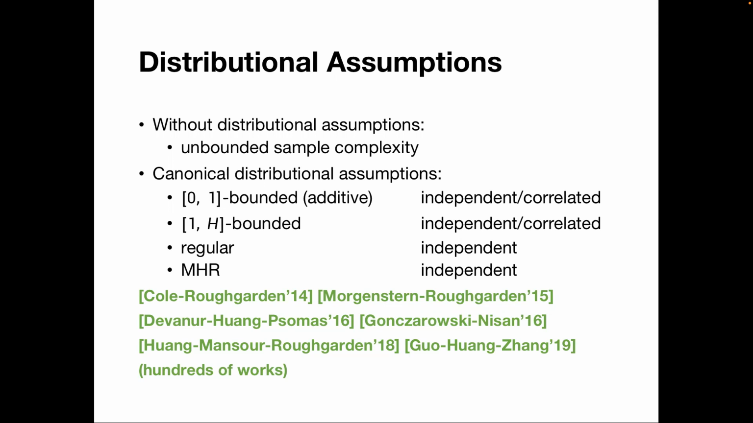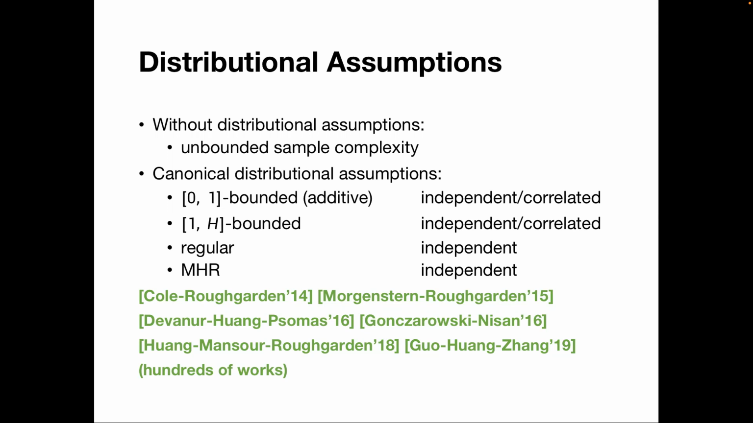First is 0-1 bounded support value distributions, and for this setting, we often consider additive error for revenue maximization. The second setting is that the value distributions are supported on an interval between 1 and a very large value H. For these two bounded support settings, we can either consider independent value distributions or correlated values. But notice that only for independent values is Myerson auction revenue optimal.